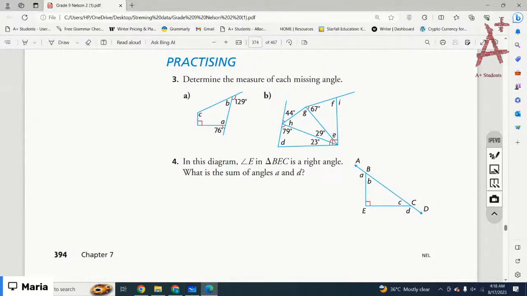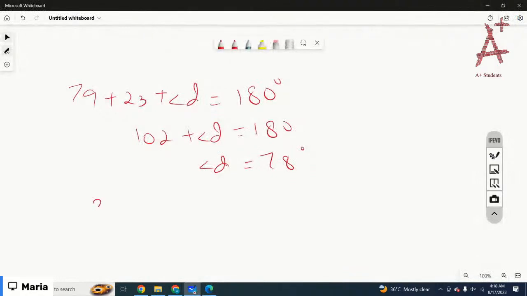You have to find angle E, right? E is in a right angle triangle, right? So 23 plus 29 plus E equals 90. 23 plus 29 is 52 degrees, plus E equals 90. Move 52 to the other side, so angle E is 38 degrees, right?